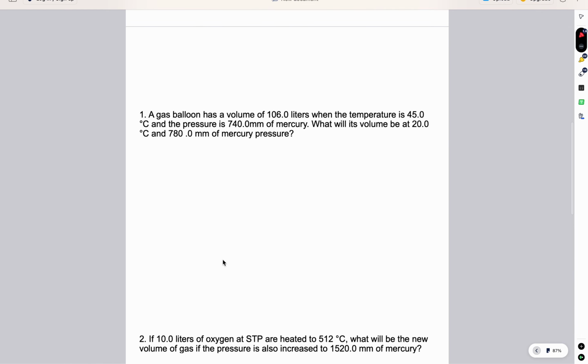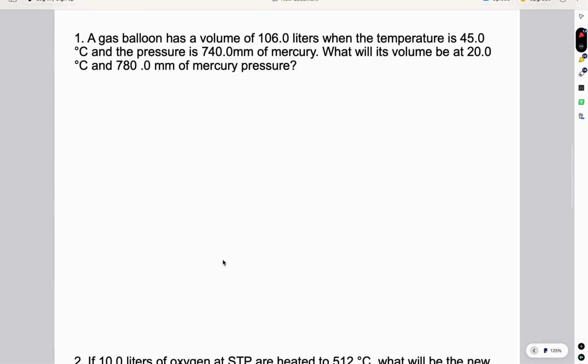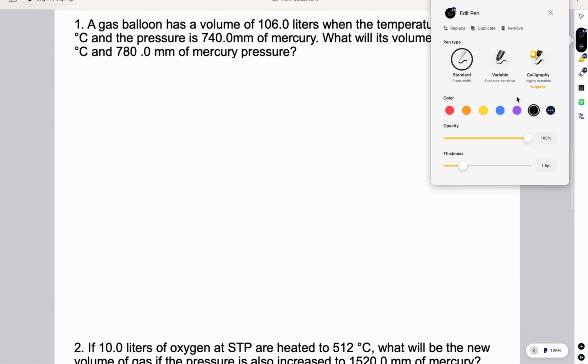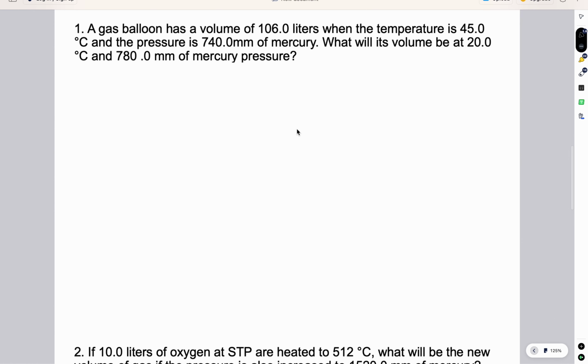So let's answer some problems here for examples. We have 4 examples that involve the combined gas law. A gas balloon has a volume of 106 liters when the temperature is 45 degrees Celsius and the pressure is 740 millimeters of mercury, or mmHg. What will its volume be at 20 degrees Celsius and 780 mmHg pressure?